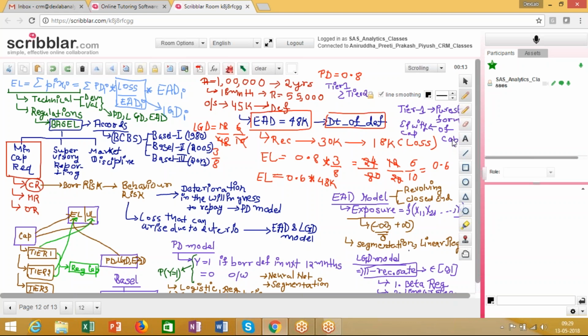The first thing I need to keep in mind is: what exactly is this PD model? So basically, what is the PD model? The PD model helps us estimate the chances that a borrower will default in the next 12 months.